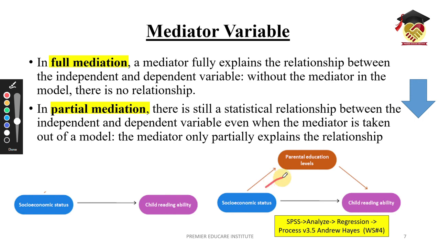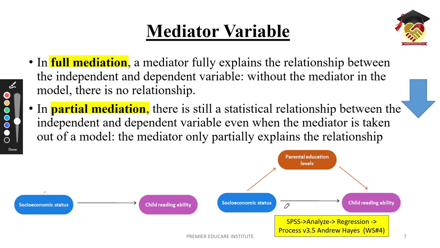So this is your full mediation. That means definitely the parents need to be educated, then only kids are reading well. That is what is called full mediation. You understand what I'm telling you? That means this direct effect is insignificant, in other words, not prominent. For example, if you take 100 students, only one, two, three people can study well without parents. 98, 97, up to 95, they need their parents to be educated, then only they study well. So that is full mediation.